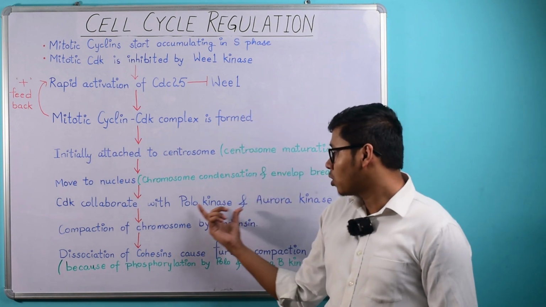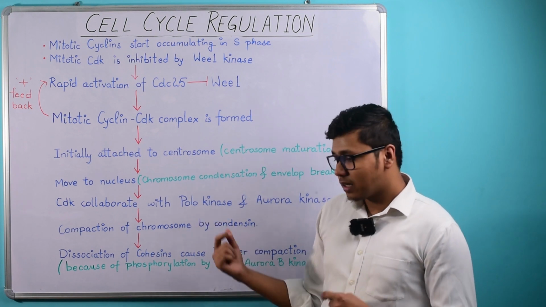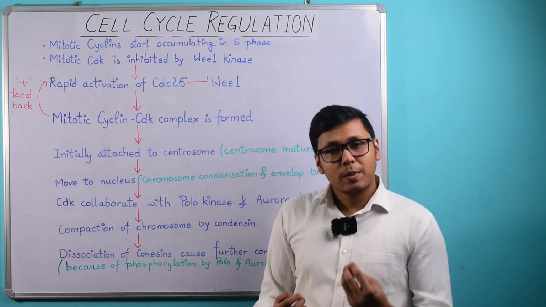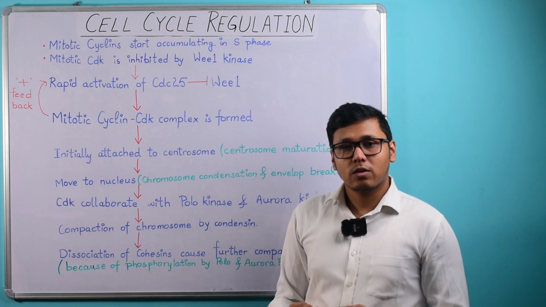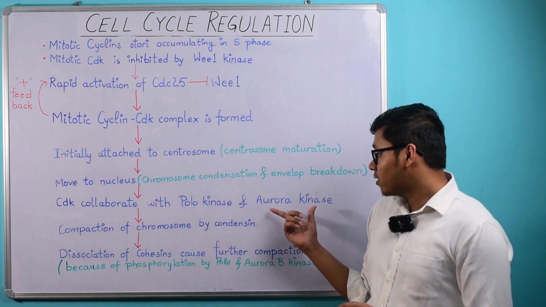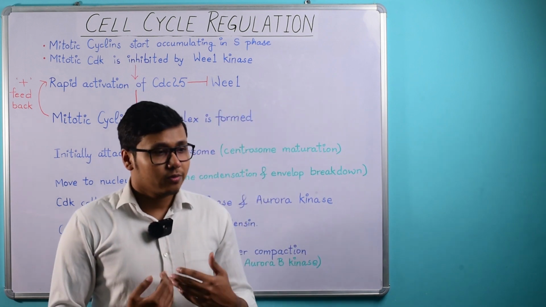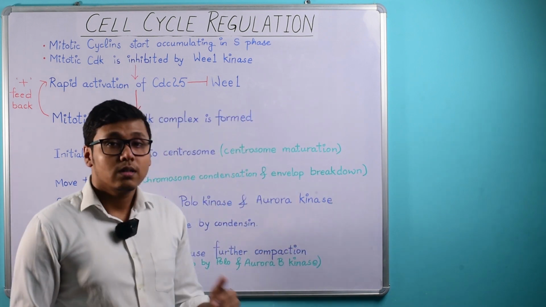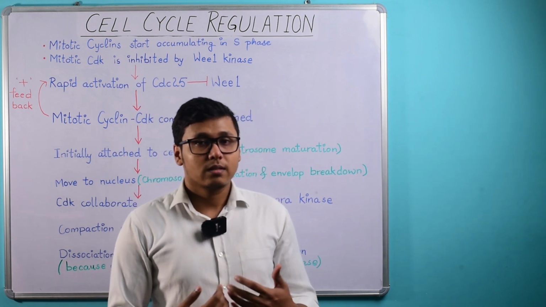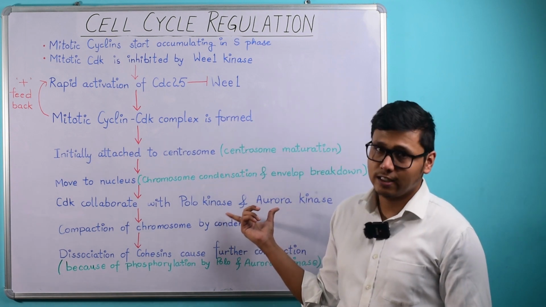So what does the polokinase and aurora kinase do? Well, they have their own roles as well. Polokinase plays a vital role in the spindle fiber formation, and also it plays some role in the chromosome segregation as well, right? And talking about the aurora kinase, this also plays some role in the spindle formation, and along with that it checks if the chromosomes are attached to the spindle fibers correctly or not, right? So in this way the activity is ensured by these kinases, right?